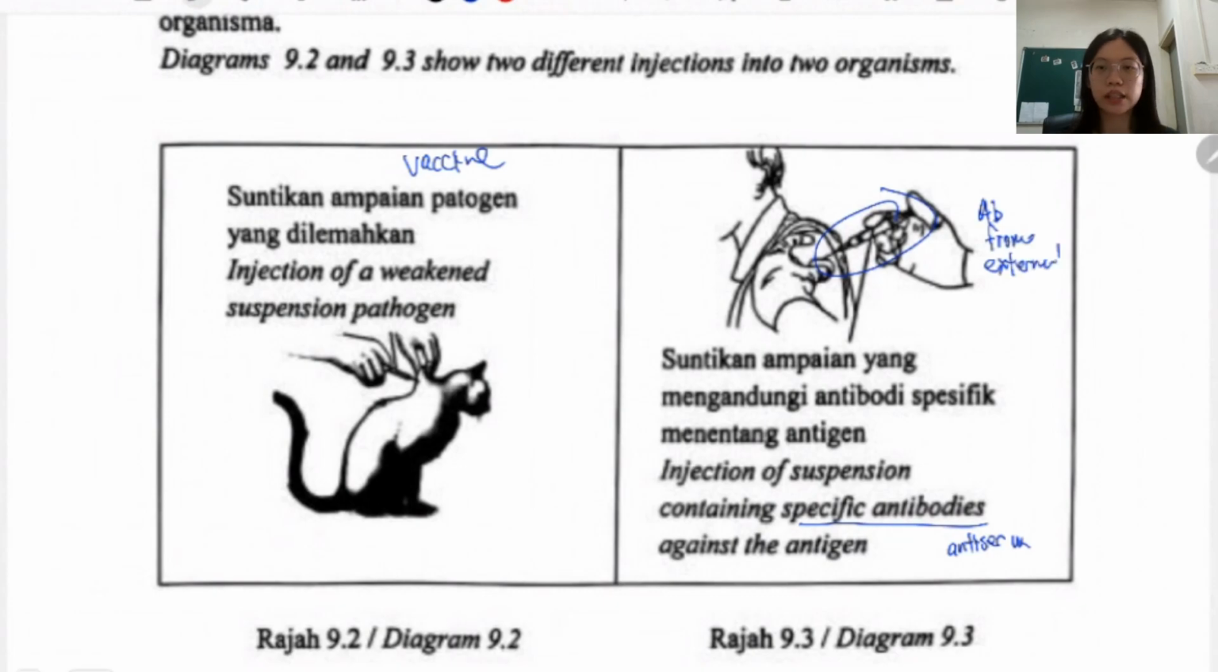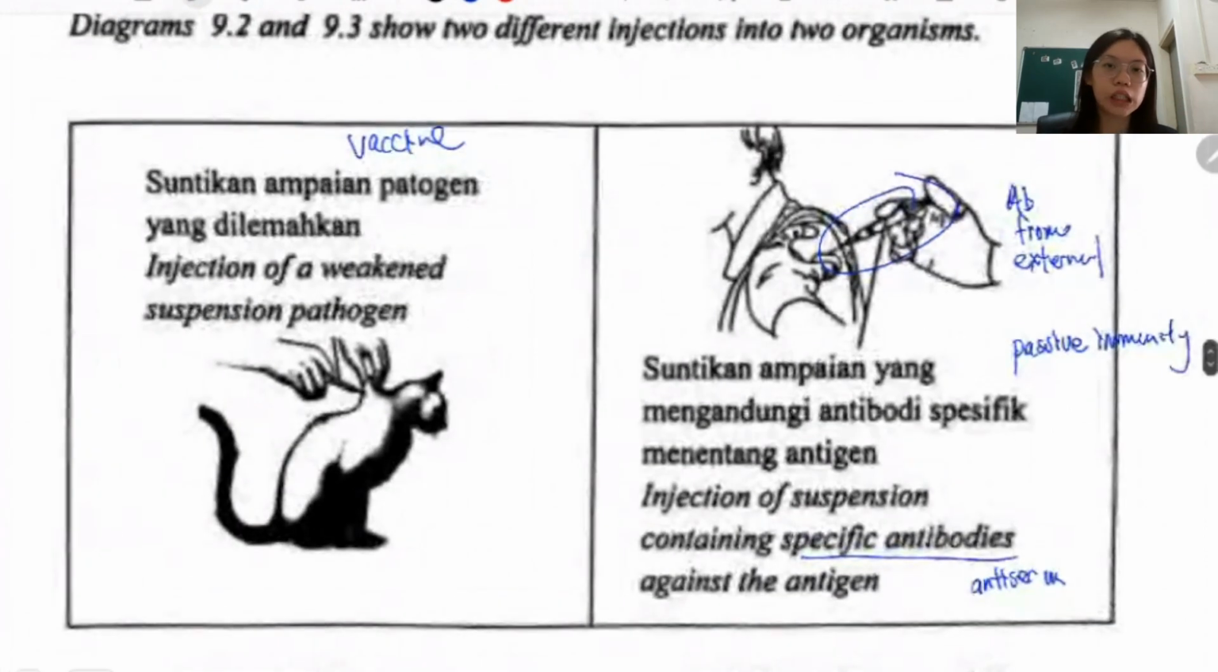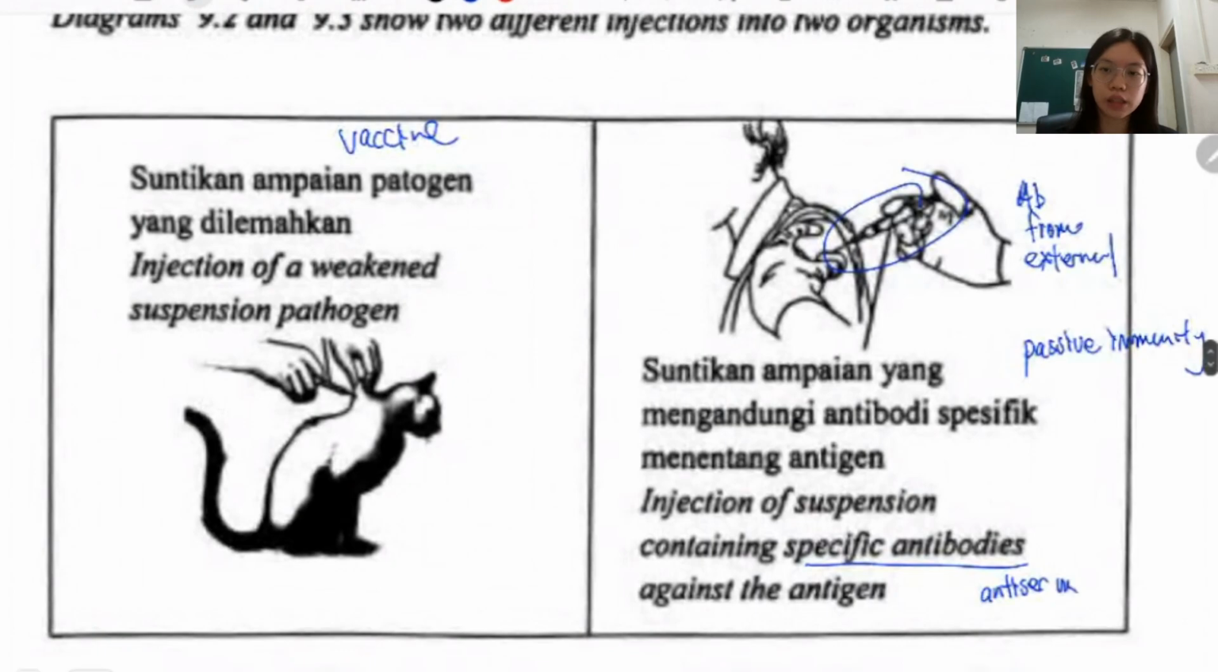So when you get antibodies straight from an external source, it is passive immunity, because your body doesn't produce the antibodies on its own. You just rely on the external source. But this one here is a weakened suspension of pathogen. They inject this pathogen to stimulate your immune system to produce antibodies. So you produce antibodies on your own. So this is active immunity.